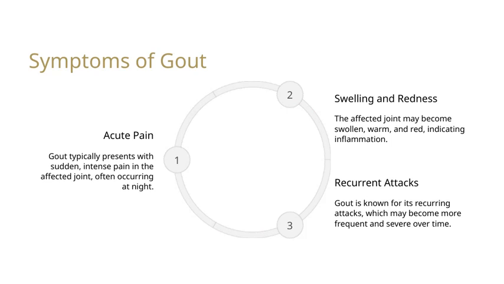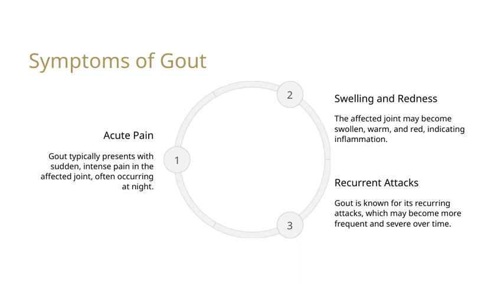Let's take a closer look at the symptoms of gout. First, acute pain is usually the hallmark. It often strikes suddenly, and the pain can be quite intense, especially at night when you're least expecting it. This sharp pain is a key indicator that something is happening in the joint.